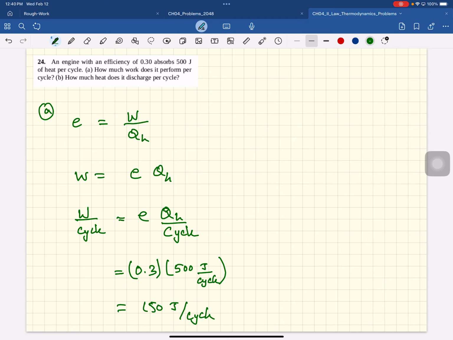And if you wanted to calculate the power, that is work done per unit time. If you know how long it takes to complete one cycle, say it takes half a second to complete one cycle, it would be 150 joules divided by 0.5 seconds. That would give you 300 watts.